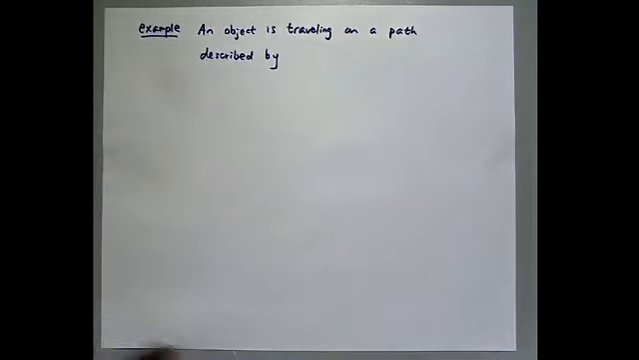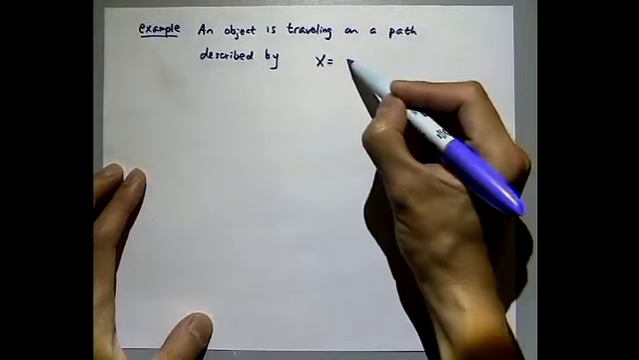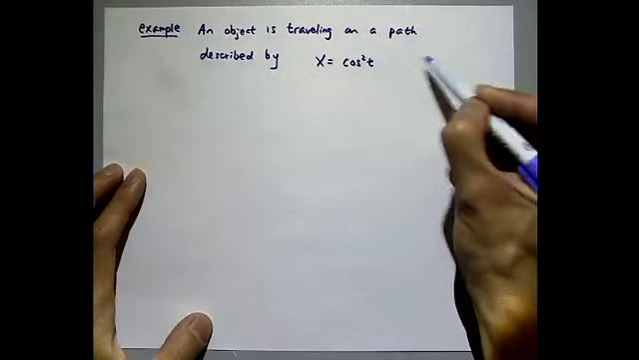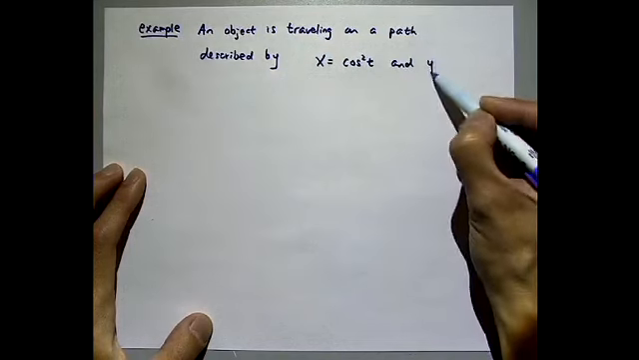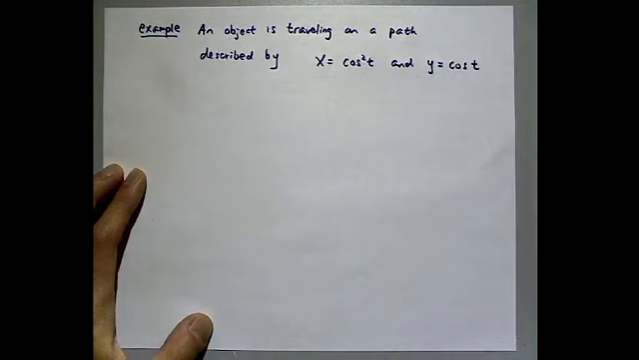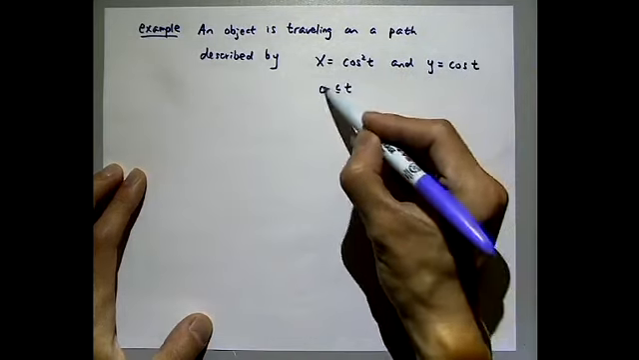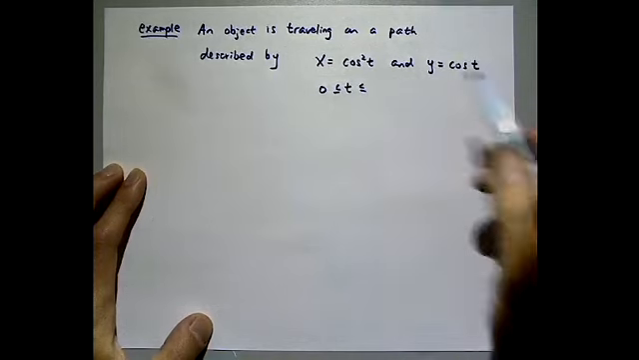You've got some kind of object traveling on a path described by the parametric equations x equals cosine squared of t, and y equals cosine of t, and t is between 0 and 4 pi.